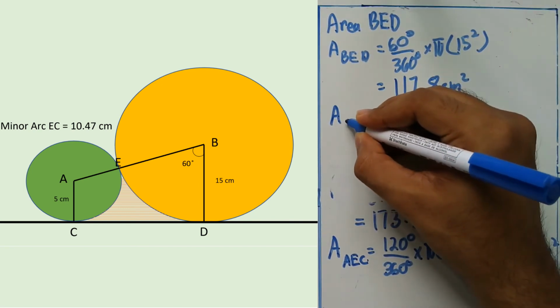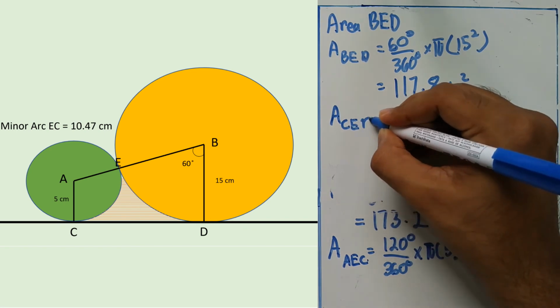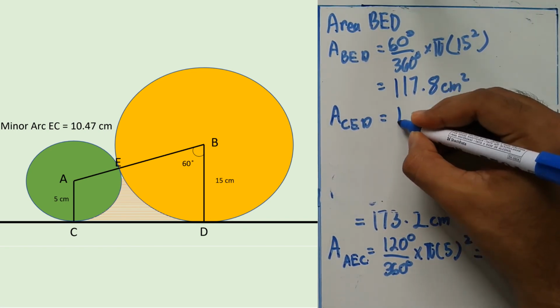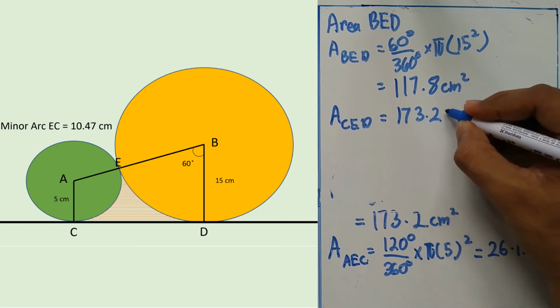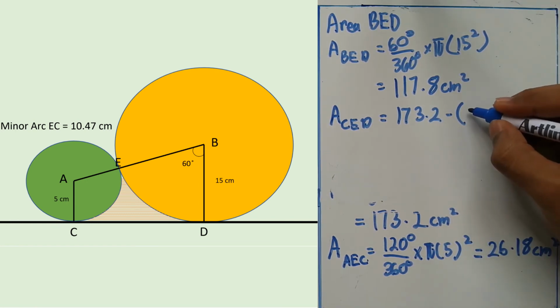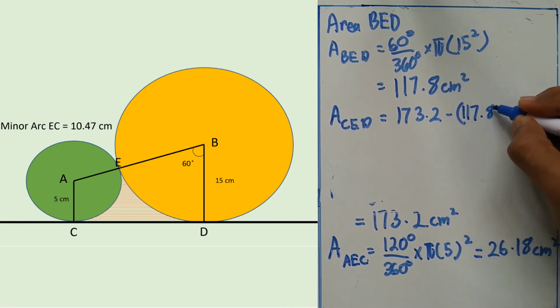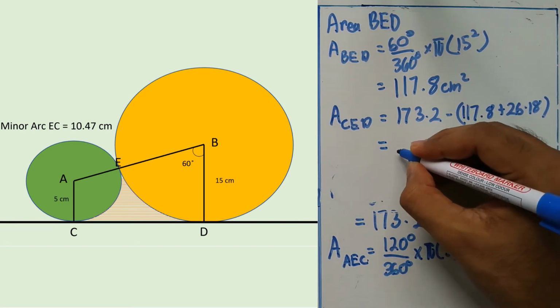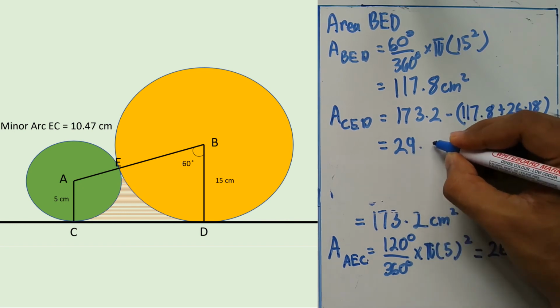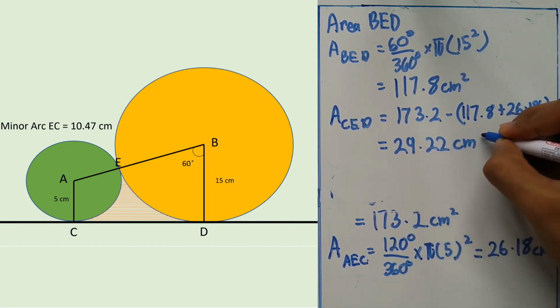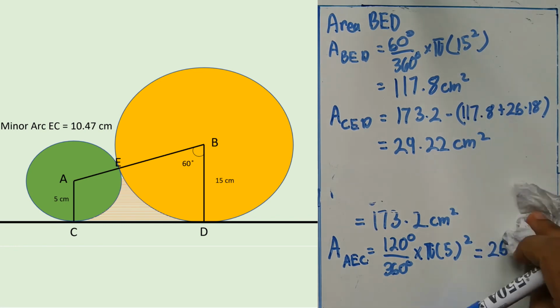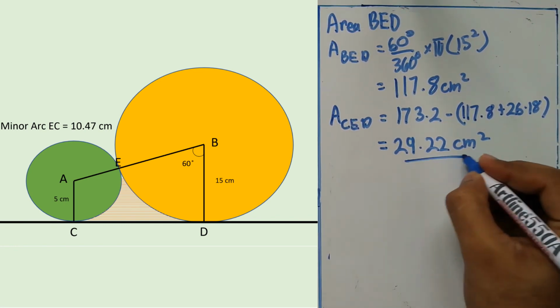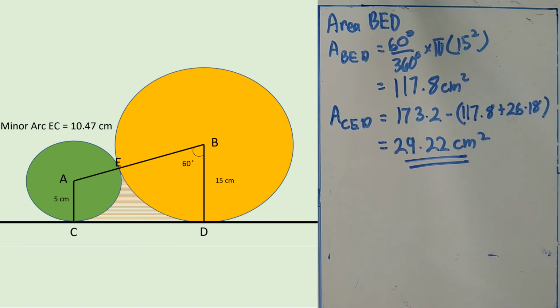Then you will calculate the area of CED, which is the area of the trapezium minus the area of the sectors. You will get 29.22 centimeters squared. We have solved the third sub-question, and with it, the second question.